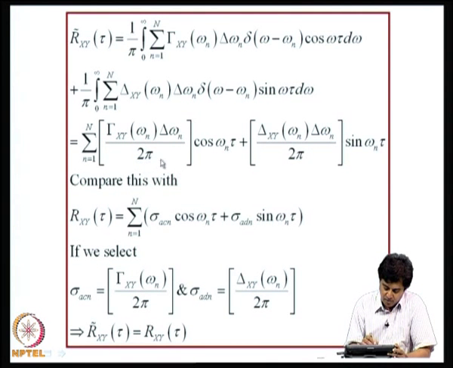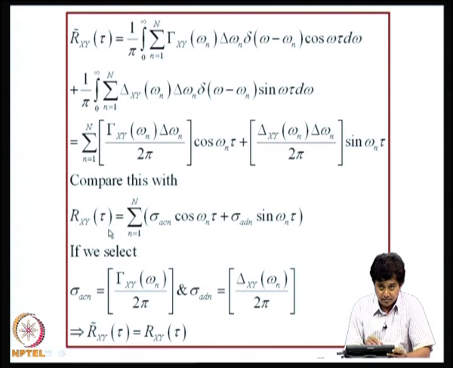It is again of the form some constant function of n multiplied by cos omega n tau, plus a constant function of n multiplied by sin omega n tau. Compare this with Rxy of tau, and that suggests that if I select sigma ACN to be this and sigma ADN to be this, the cross covariance R tilde xy and Rxy of tau match. So, I have now the recipe to simulate the vector Gaussian random process.